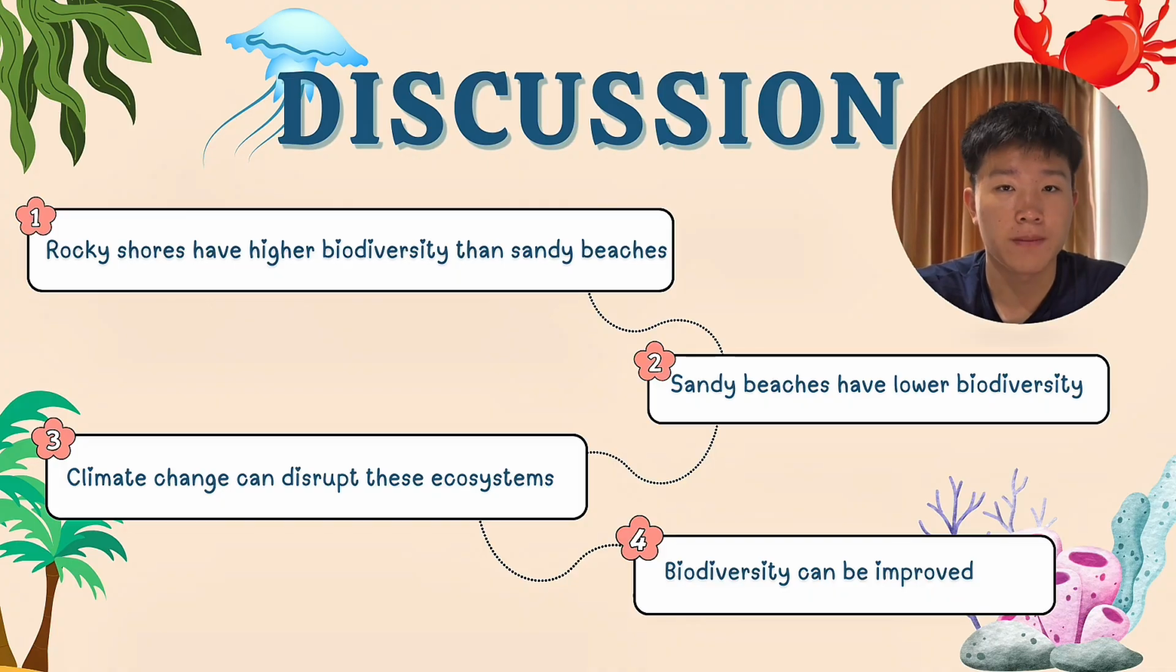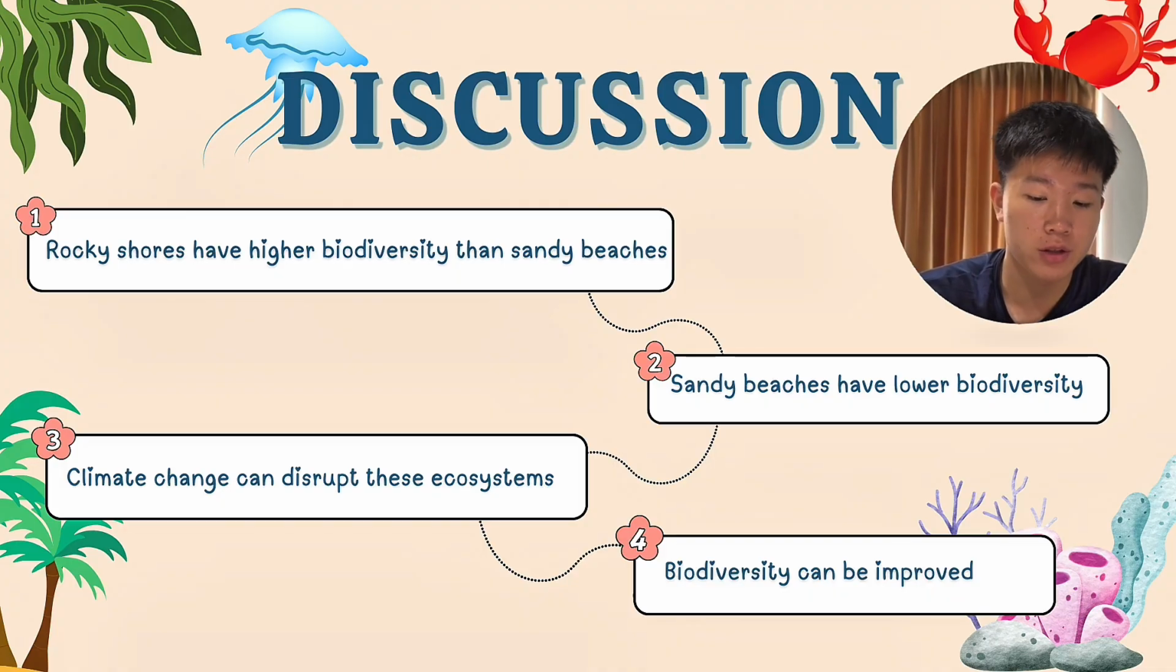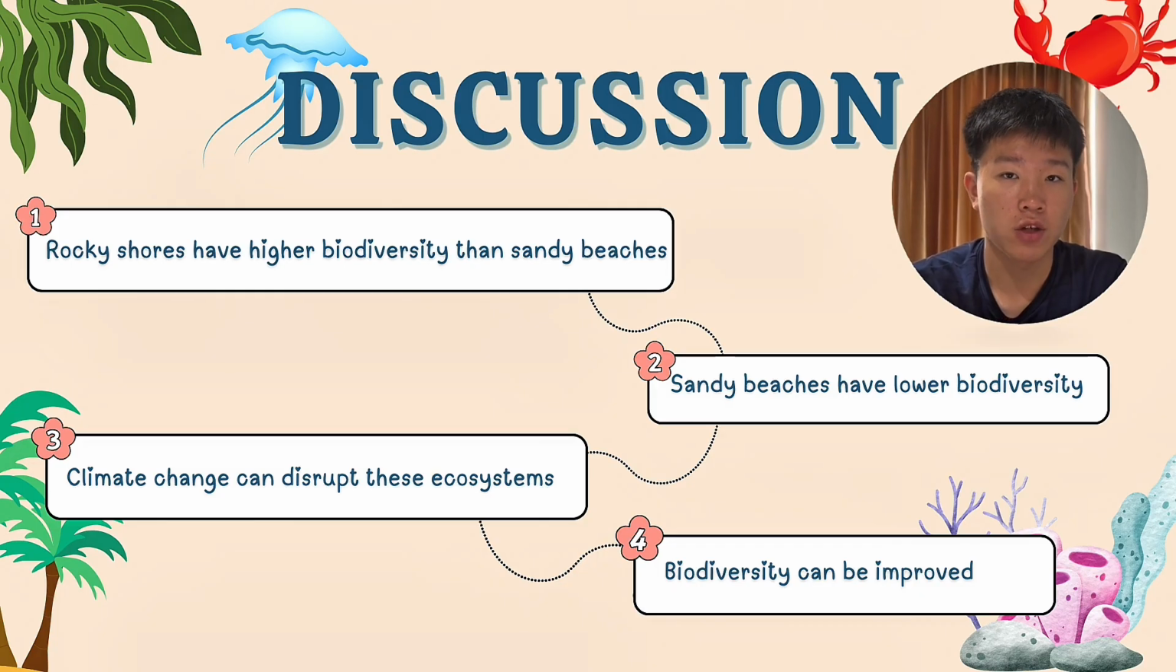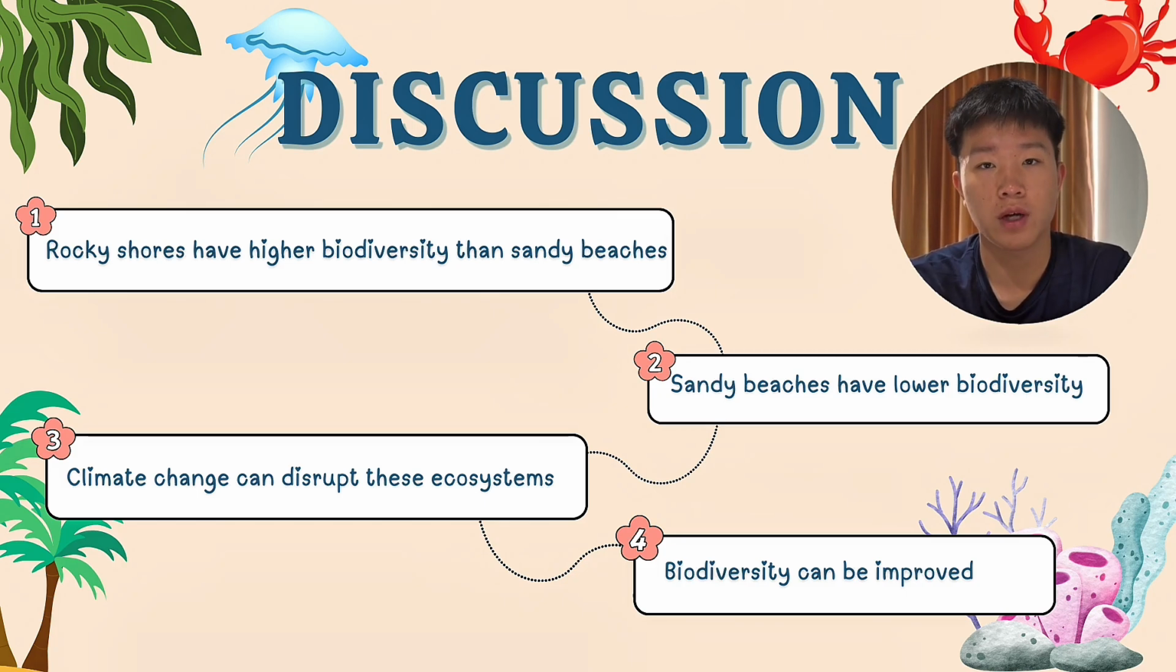According to the information in the slide, we could see that rocky shores have higher biodiversity than sandy beaches, and followed by that, sandy beaches have lower biodiversity than rocky shores. Moreover, climate change can disturb the ecosystem, whether at the sea or in the forest. Biodiversity can be improved by ourselves: we need to reduce climate change, reduce production of carbon dioxide, not cut the trees, and plant more trees.